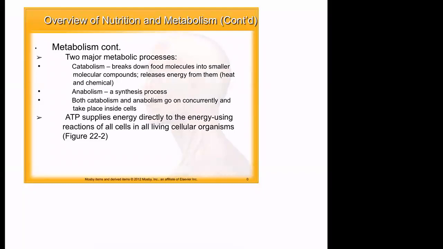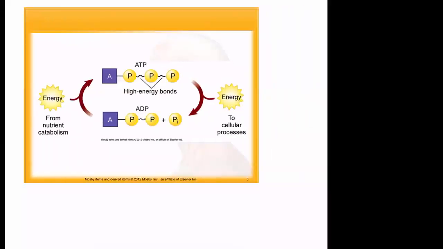And I said we make two things more than anything else, energy and proteins, mostly energy. The energy is the ATP, adenosine triphosphate. That is the energy molecule that our cells make and then use, and then make and use, over and over.